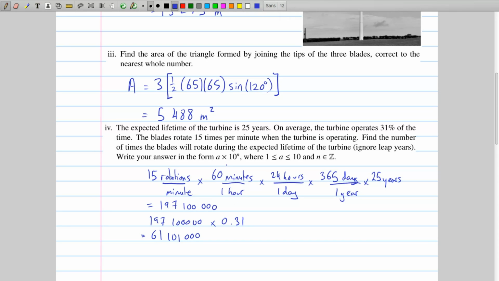Now it says to write the answer in this form: a times 10 to the power of n, where a is a number between 1 and 10 and n is an integer. The a part is just telling us that we write out the same number, but we put a decimal after the first significant figure, so 6.1101. We don't include zeros that come after the last significant figure unless they're after a decimal. The way we work out the n is we essentially just count the number of digits and subtract 1. So this is 1, 2, 3, 4, 5, 6, 7, 8 digits. Subtract 1, and that becomes 10 to the power of 7.